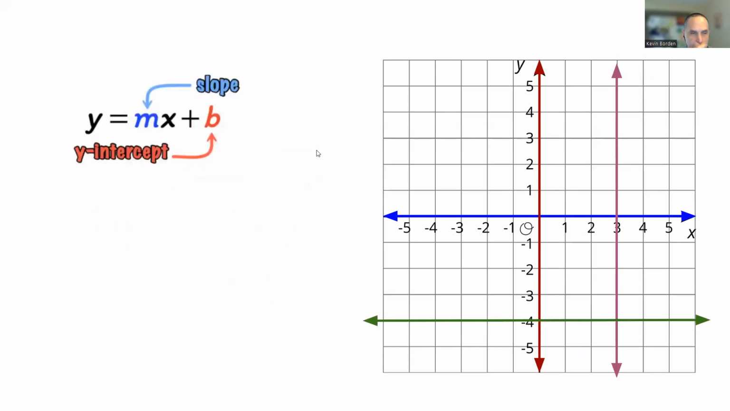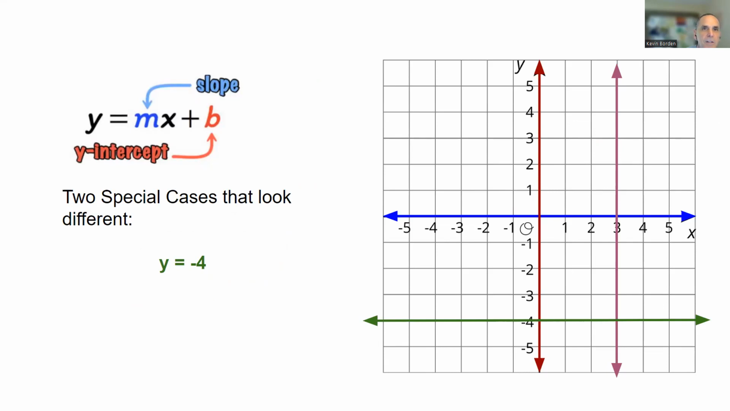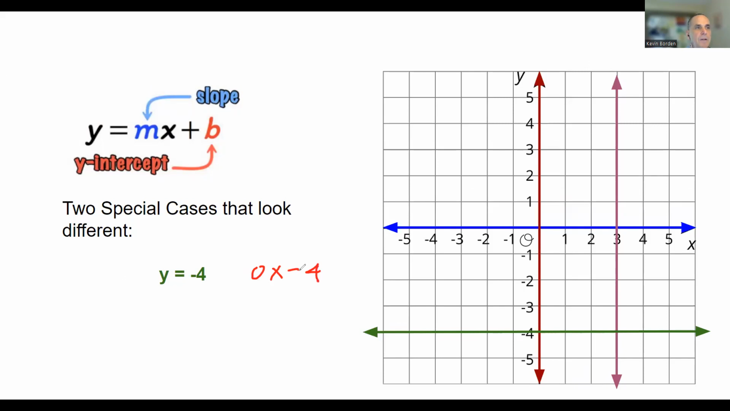Now, there are some special cases where the format for the line might look a little bit different. Let's take a look at those. We have a purple line here that goes straight up and down, and we have a green line that goes horizontal. The green line would look like the equation y equals -4. Now, notice that there's no slope in that equation. There's no x, and that's because the slope is 0. So we could write 0x minus 4, but 0 times x is just 0, so there's really no point to writing that. We would simply write y equals -4.